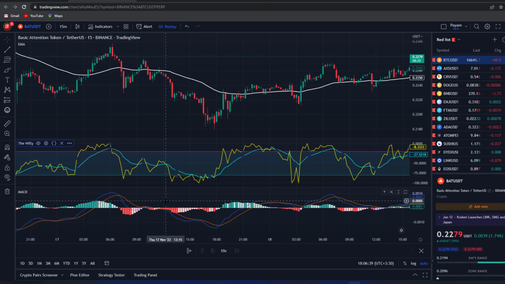The MACD is good, the Willy is good, the EMA has been changed, and everything is good. Let's go and open some positions.